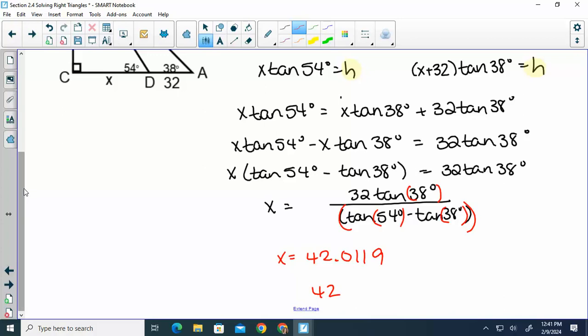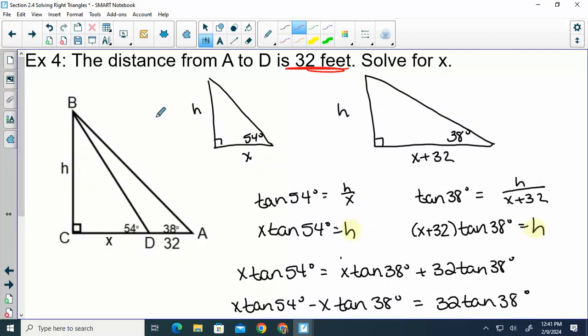Did I give you any units? No. Oh, feet. It said 32 feet. So 42 feet. Not in the picture, but in the problem then.